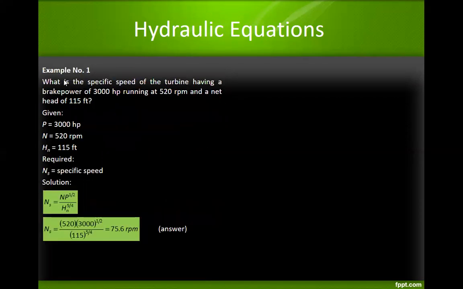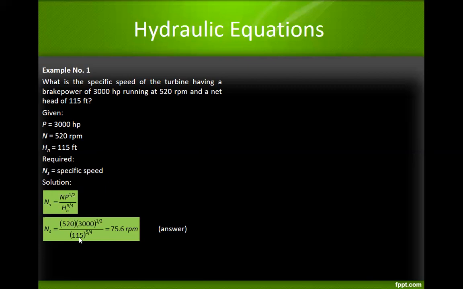Sample number 1. What is the specific speed of the turbine having a brake power of 3,000 horsepower running at 520 RPM and a net head of 115 feet? The given P is in horsepower, 3,000, and 520 RPM, H sub n is equal to 115. So the specific speed is N P exponent 1/2 over H sub n exponent 5/4, which is 520 times 3,000 exponent 1/2 over 115 exponent 5/4, is 75.6. RPM is not actually a unit of N sub s.